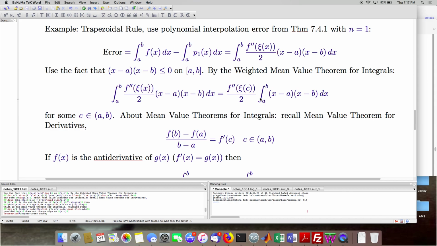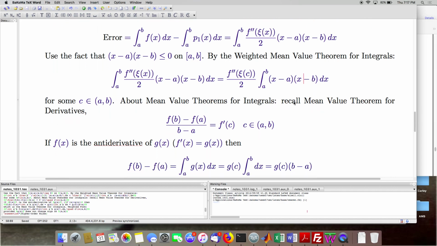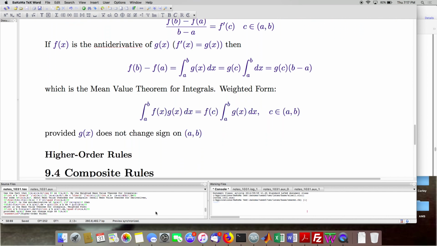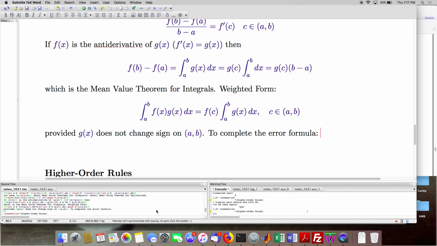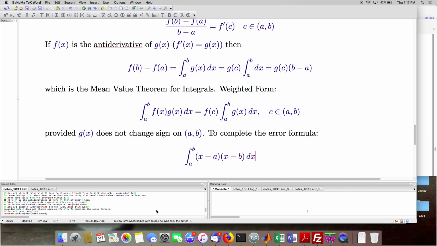So what remains is evaluating this integral, x minus a, x minus b. So if I go ahead and do that, so I have the integral of x minus a, x minus b. Now, I think I will simplify this a little bit.